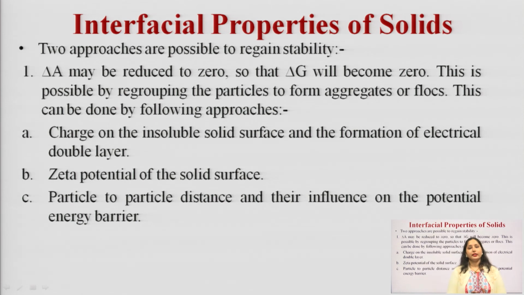To maintain the stability of the system, two approaches are applied. One, delta A may be reduced to 0, so that the surface free energy, that is delta G, will be 0. This is possible by regrouping the particles to form aggregates or flocs, and this can be done by the following approaches. First, providing the charge on the insoluble solid surface and the formation of electrical double layer. Another is by providing the zeta potential of the solid surface. Another approach is particle-particle distance and its influence on the potential energy barrier. So, if we increase the distance between the two particles, we convert the particles into the form of loose flocs.